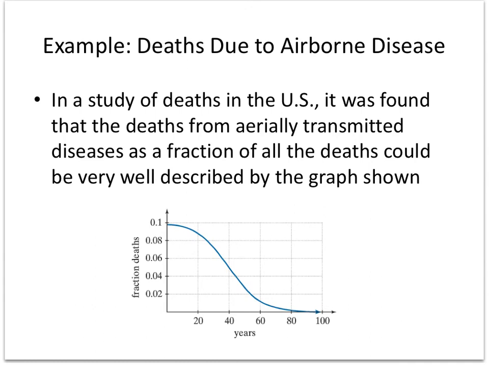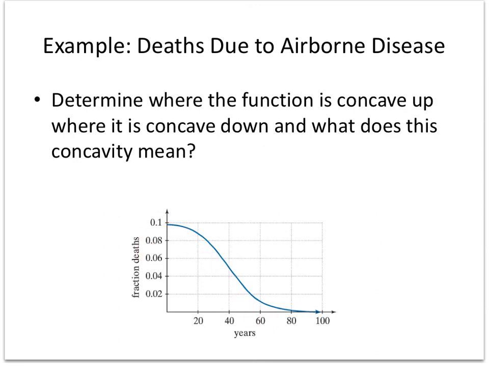In a study of deaths in the U.S., it was found that the deaths from airborne transmitted diseases as a fraction of all the deaths could be very well described by this graph. I know we just take for granted there's graphs, but hopefully you get where you can read these and notice that we have years. So we're talking about the study of deaths for particular years and then the fractional values. Determine where the function is concave up, where it's concave down, and what that means in the real world. This is more like what I ask on a test.